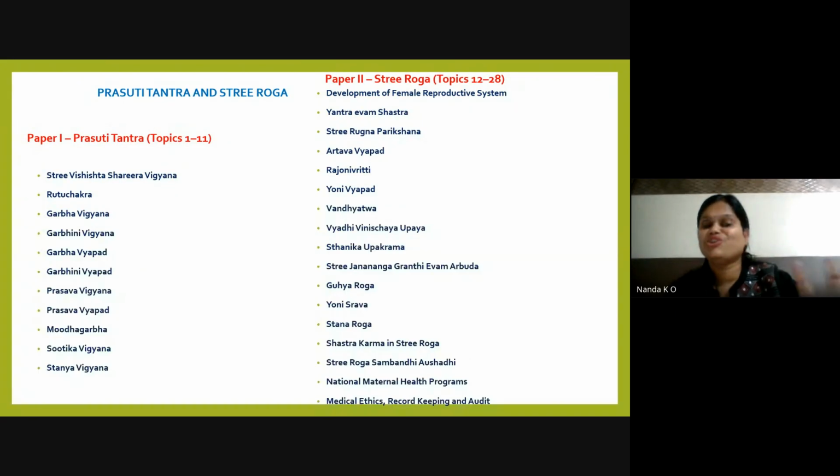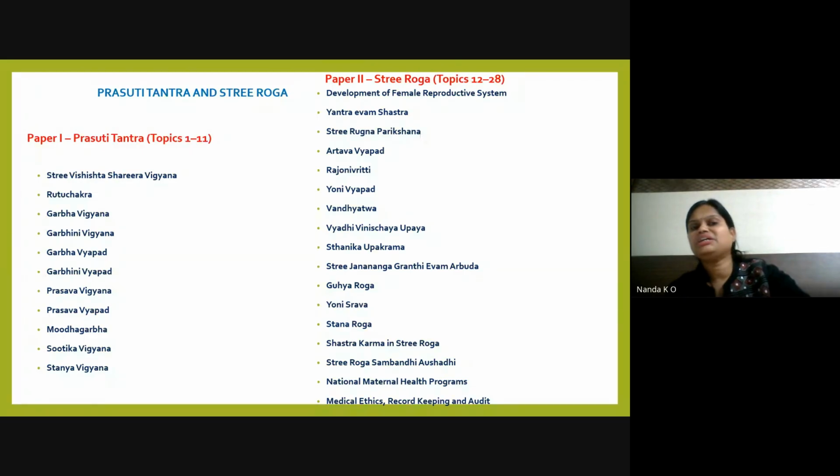That means you got a clear point. From these 11, one topic is cleared for LAQ. In the top 10, they may ask you 4 LAQ questions from any sort of question. That means anatomy and physiology. That is a mandatory question. They may expect it for a 10 marks question. So like the female reproductive system, especially the internal genitalia, and then Shroni. That also comes under Stri Vishishta Sharira Vignana.